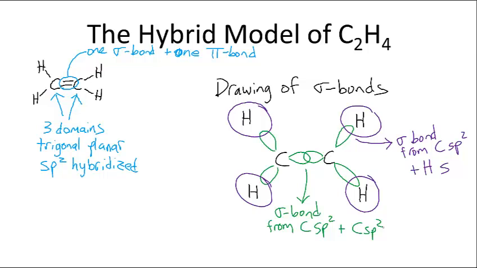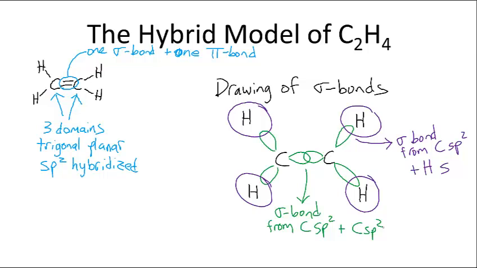All right. So now, if I want to draw the pi bonds, there's a reason I'm going to use a different drawing to represent the pi bonds, and that's that the pi bonds are going to be perpendicular to the plane of the molecule. So all these sigma bonds are in one plane.